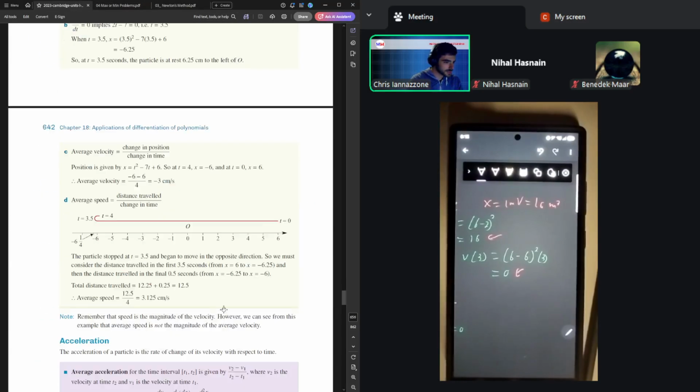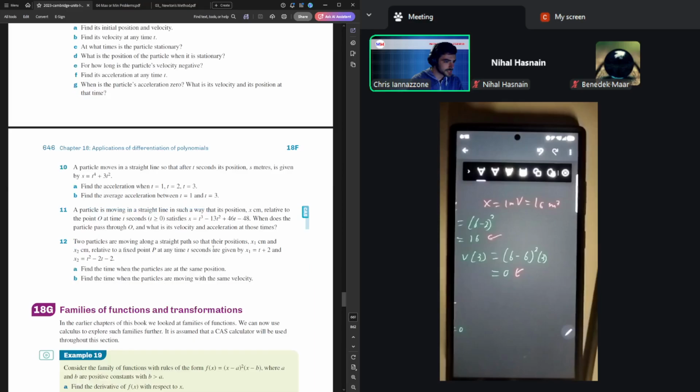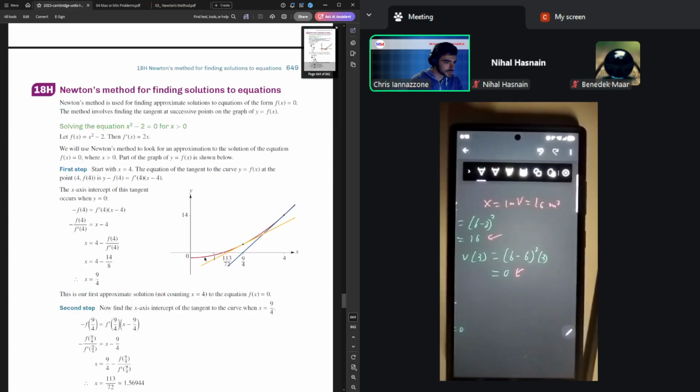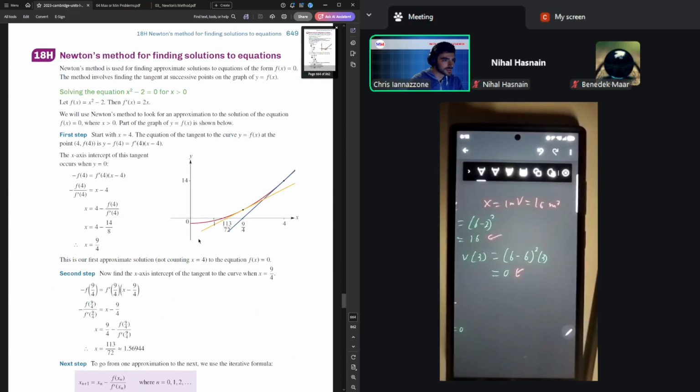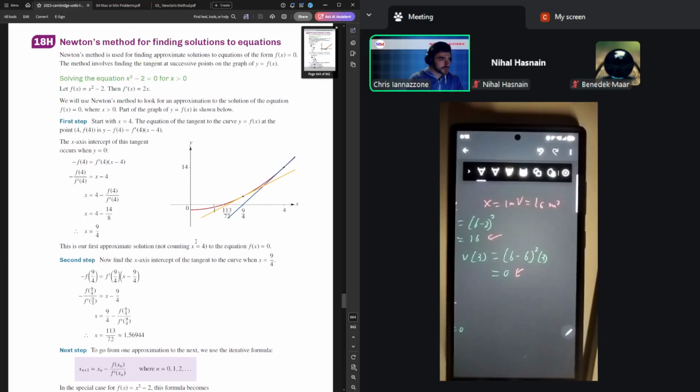Actually, I think I like Newton's method in the textbook rather than what I've got going on there. So let's go ahead and do that instead. So, Newton's method. What is going on here? This is actually an application of tangent lines, funnily enough.